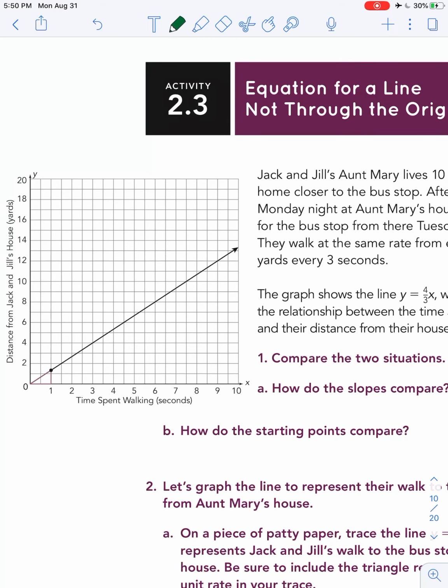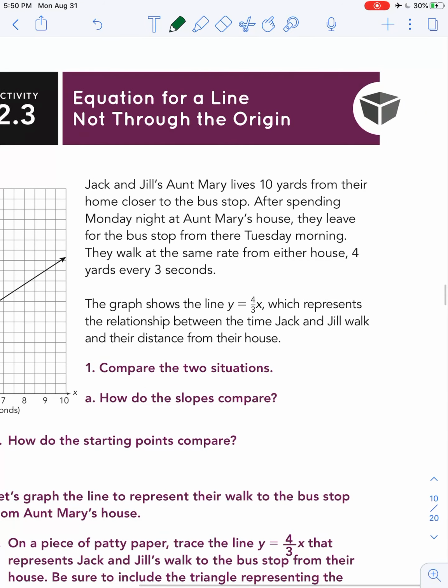So on this right here, we have to read what it says. It says Jack and Jill's Aunt Mary lives 10 yards closer to the bus stop. After spending Monday night at Aunt Mary's house, they leave for the bus stop from there on Tuesday morning. They walk the same rate from either house. I like how it says that. The other part that was important is she lives 10 yards from their home.